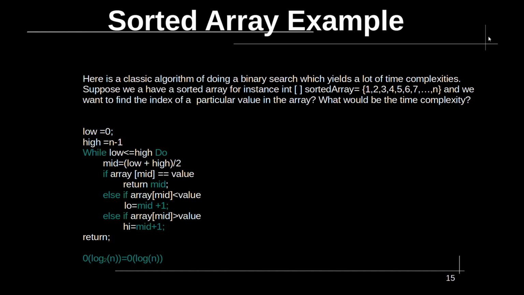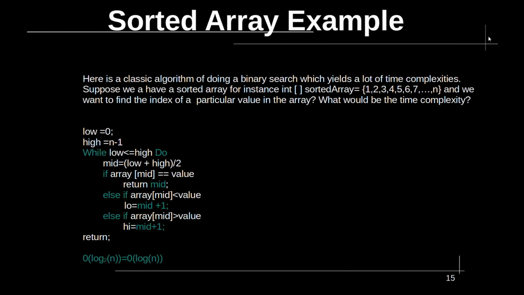Now, let's look at perhaps a more complicated example. Earlier, you may have been wondering, how do we get these logarithmic or linear time complexities? Here is a classic algorithm, binary search, which yields a lot of algorithmic time complexities. What this algorithm does is it starts by making 2 pointers, one at the very start and one at the very end of the array.